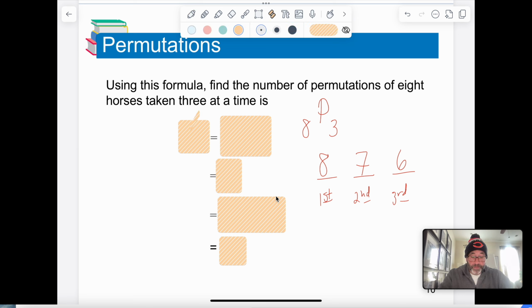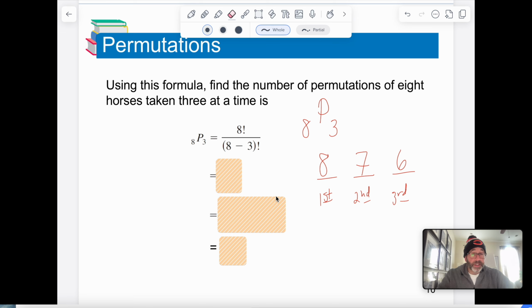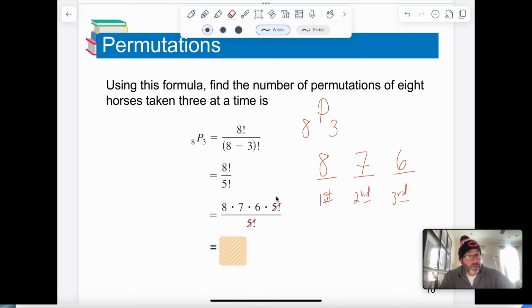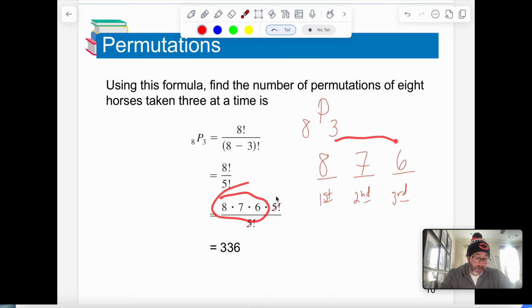Well, we would say nPr, which is 8 pick 3. The formula is going to be 8 factorial divided by 8 minus 3 factorial. If we simplify this, we have 8 factorial divided by 5 factorial. 8 factorial breaks down into 8 times 7 times 6 times 5 factorial. Your 5 factorials will cancel out, leaving you with 336. But you'll notice that the same thing is going on here. So permutations and the fundamental counting principle work out to be exactly the same. It's just that permutations is more of a formula. Okay?